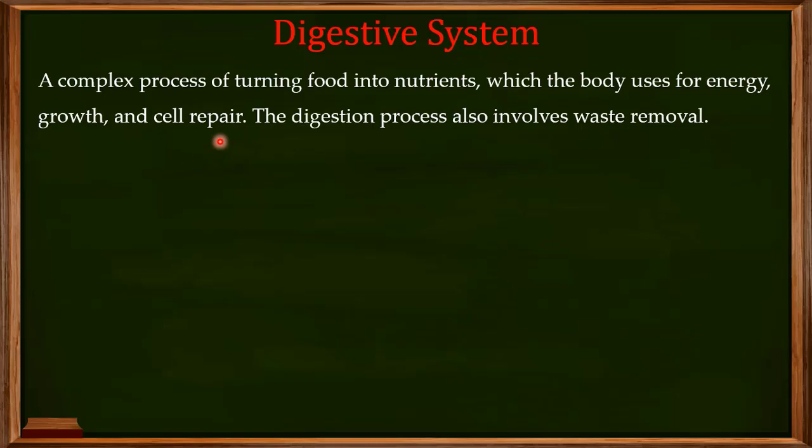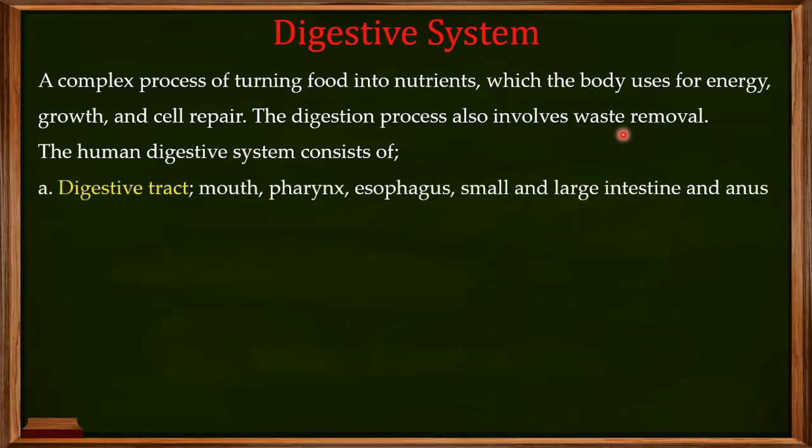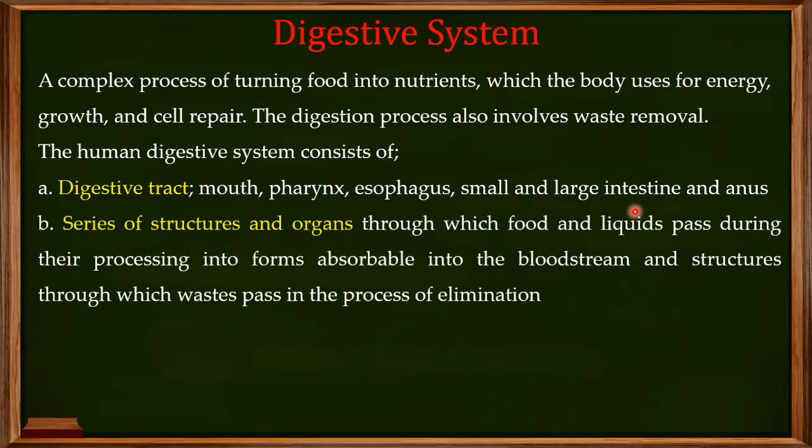Now, the process of digestion also involves the removal of the waste that is produced during the process of metabolism. Now, if you talk about the human digestive system, we will start with the digestive tract, and we will have a detailed discussion on the mouth, the pharynx, the esophagus, the small intestine, the large intestine, and then the anus. Then we will focus on a series of structures and organs through which the food and liquid pass during their processing into forms absorbable into the bloodstream, and we'll also see the structures through which the waste passes in the process of elimination.